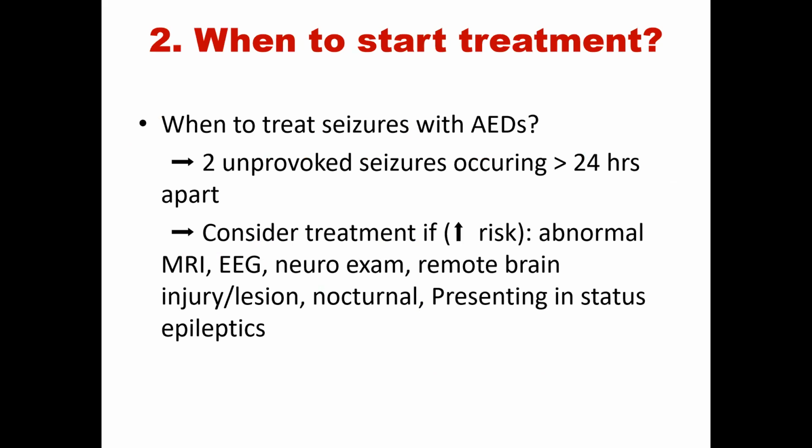So when to start anti-epileptic drugs? If a patient has two unprovoked seizures occurring more than 24 hours apart, this is the definition of epilepsy, and in this setting also we need to give treatment. Also if the patient has an abnormal MRI, abnormal EEG finding, abnormal neurological examination, remote brain injury or any structural lesion, if most events occur as nocturnal events, or if the patient presents to the emergency with status epilepticus, in these settings we need to start an anti-epileptic.